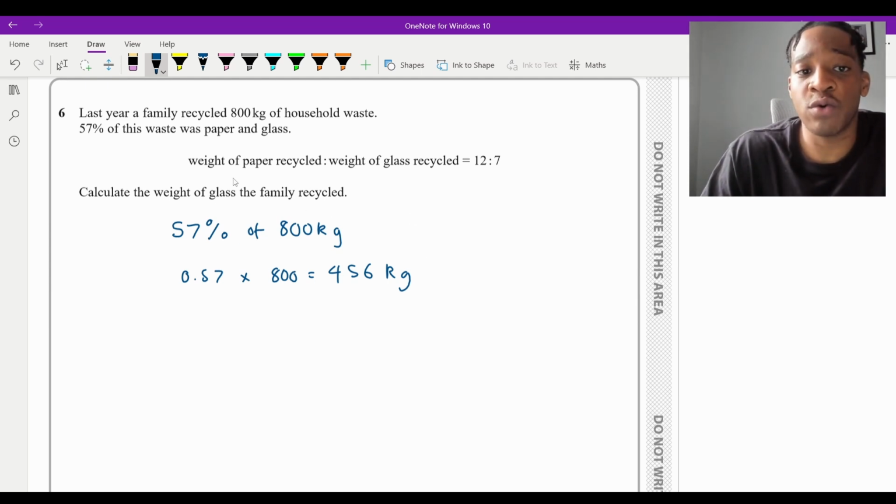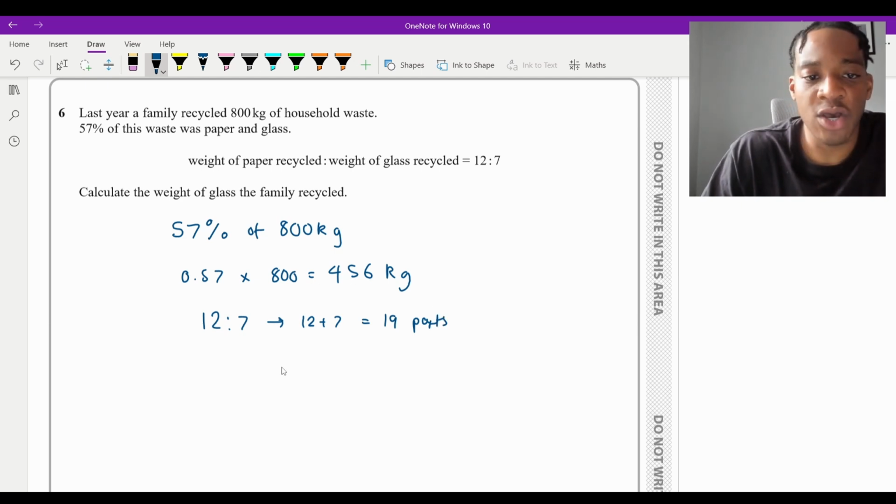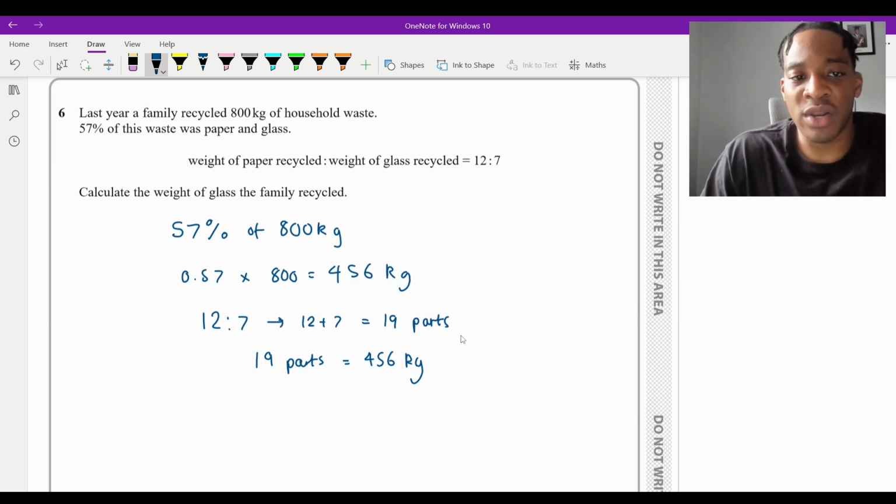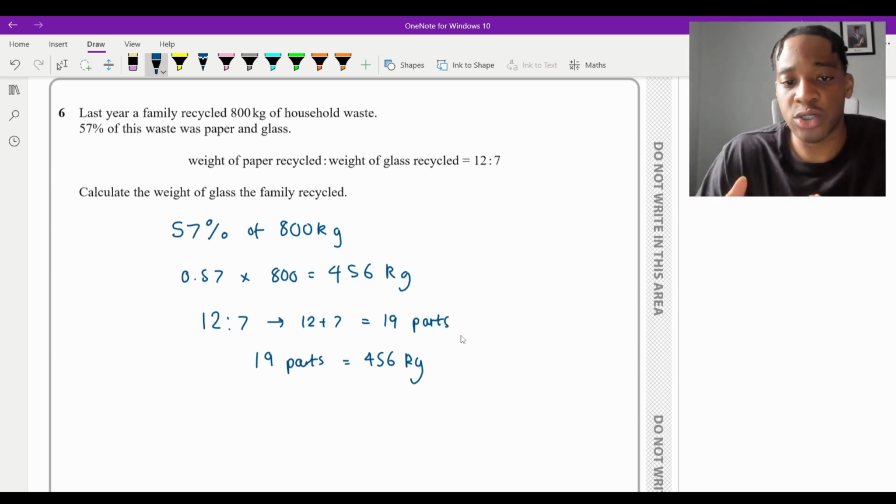Now, we know the ratio for paper or glass is 12 to 7. So what we're doing essentially is we've got 12 to 7 here. And we're going to add these two parts together. I'm going to do 12 plus 7, which is equal to 19. So we've got 19 parts in total, and that must represent the 456 kilograms. So what we're going to say is that we're going to have 19 parts, and this is going to equal 456 kilograms, like this. And let me just rewrite this because that was very bad. Parts. Perfect.